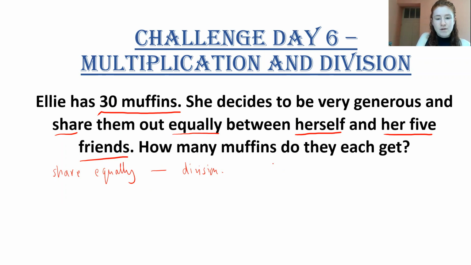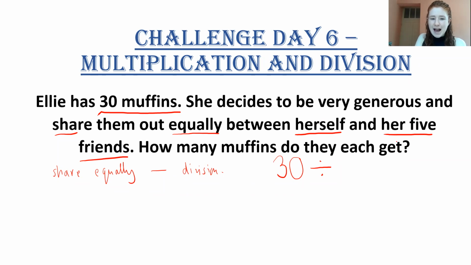The next step is to work out what division sum we're doing, right? So let's have a look. Well, we're starting with our 30 muffins. So I'm going to write a 30 first of all. Then we're going to share them equally. So we're going to divide our 30 muffins. We're going to split them up into equal parts between Ellie, herself, and her 5 friends.